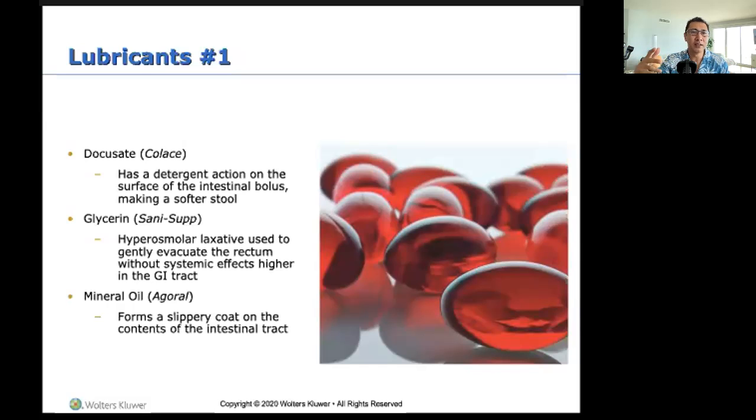So it is not weird if they ask you, "Nurse Morgan, can you also give me a milk mag with that? Because I haven't gone in a couple of days." And that is okay to do. They're not going to have explosive diarrhea because you're giving them a Colace and a milk mag.